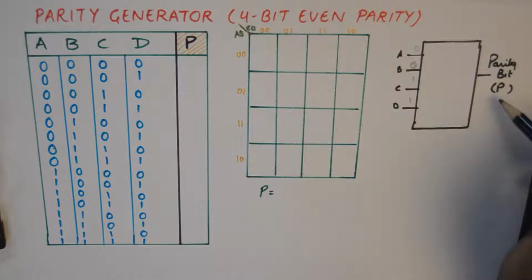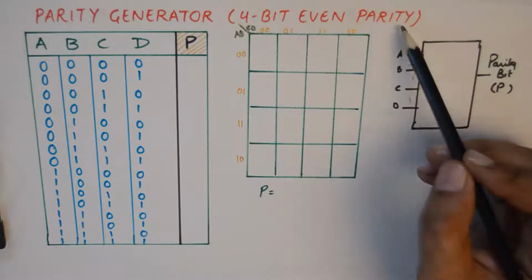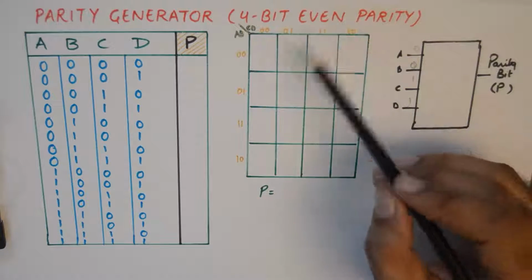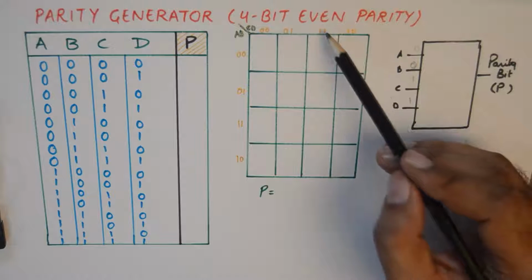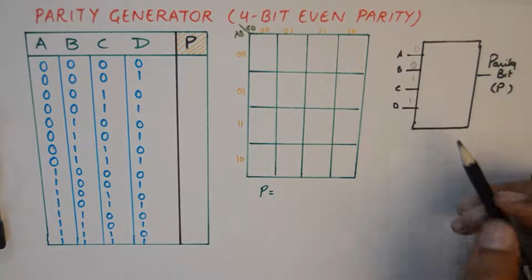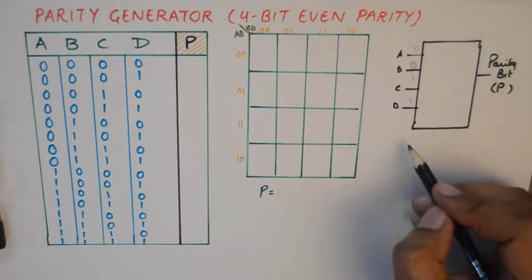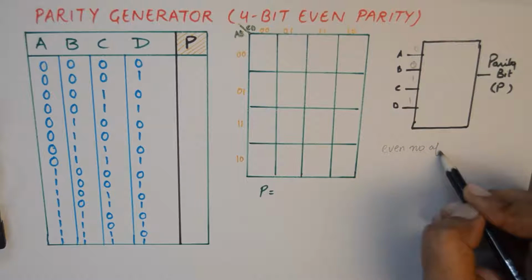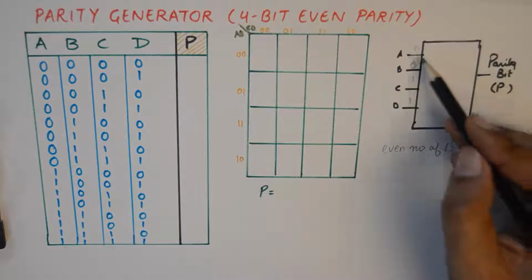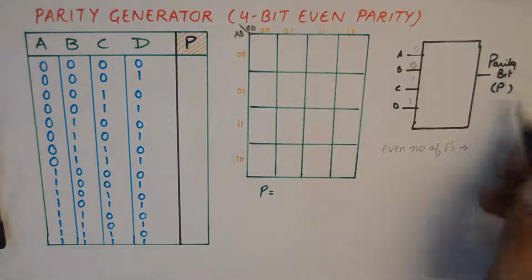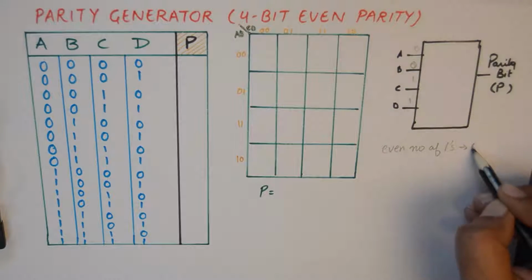Now, how does this parity bit tell us that the number of ones is odd or even? That is determined by the kind of parity that is being generated. In this tutorial we are studying even parity. For even parity, the scheme is such that if an even number of ones occur in the input bit stream, then the output parity bit generated is a 0.